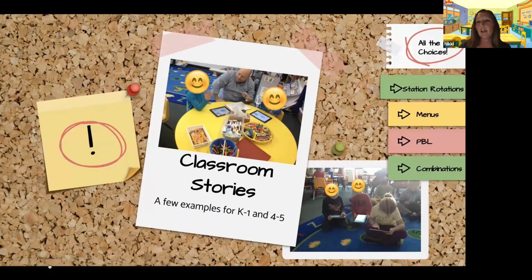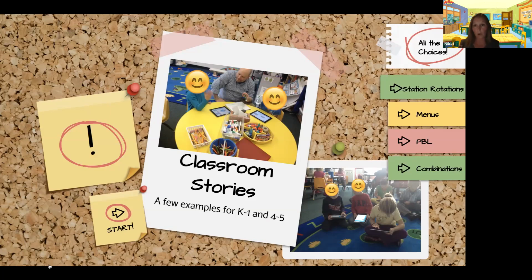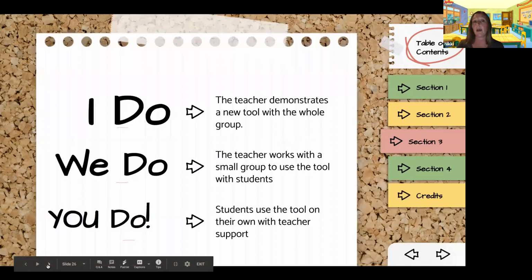So I want to talk a little bit about, okay, so we've chosen our tools, we have an idea of how we want to give feedback. Now, how do I implement this? What does this look like in a classroom? And so some of the blended strategies that I'm the most familiar with are station rotations, choice menus, project-based learning, and combinations of all of those things. And so the next few slides sort of talk about how we might use that.